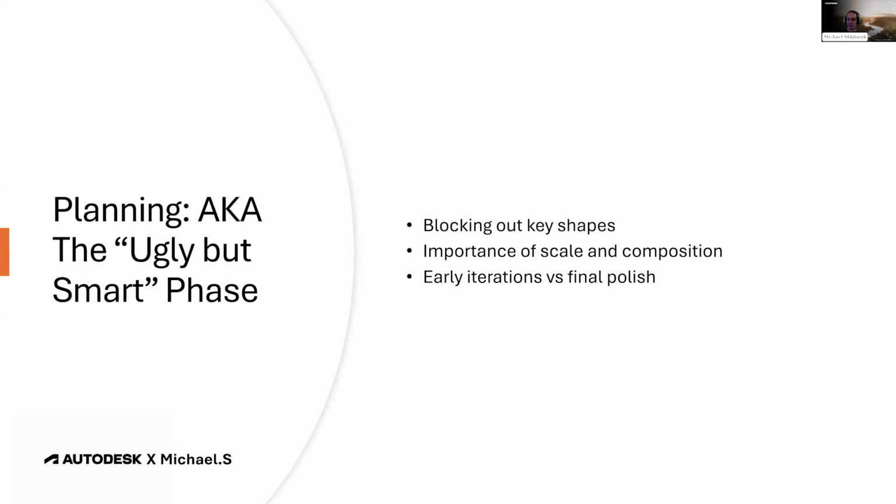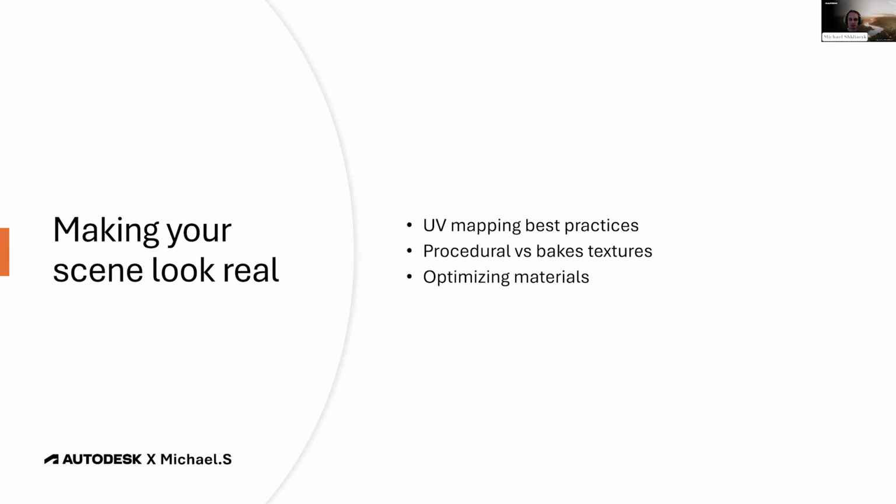So the idea here is to fail fast, adjust often, and only move into final modeling once the core layout feels solid. With a strong blockout in place, I have a solid foundation to start building on. So next, I dive into the first modeling pass and start shaping the actual assets.